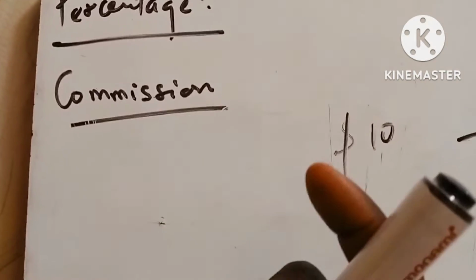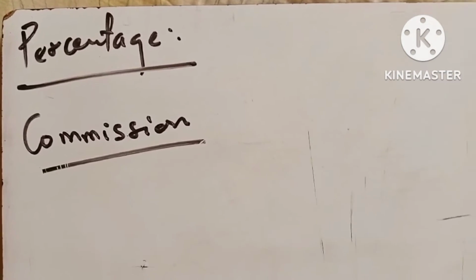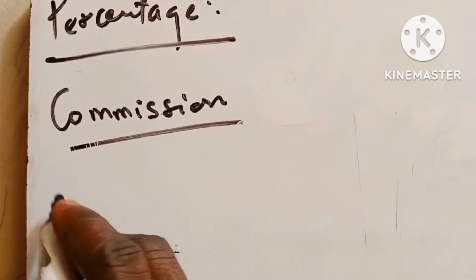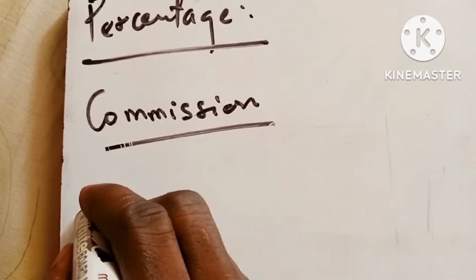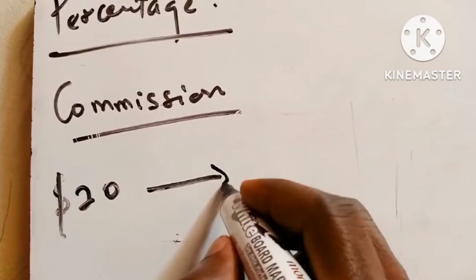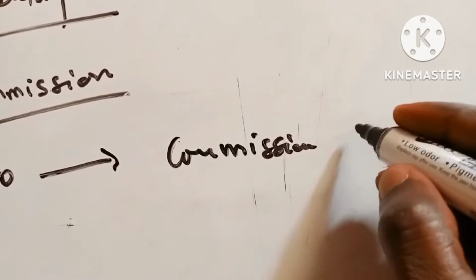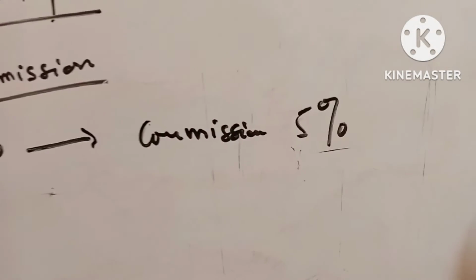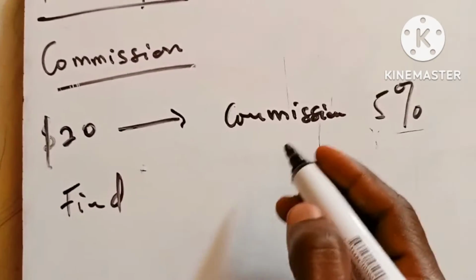Okay, now let's have a look at this question and see how best we can understand it. Before we get to the exam question, let's see how to understand this better with our own word example. Assuming I give you this board marker, which costs me, let's say, $20, and I say sell this. If you're able to sell it, I'm going to give you a commission of, let's say, 5%. We are told to find your commission, your share, at the end.